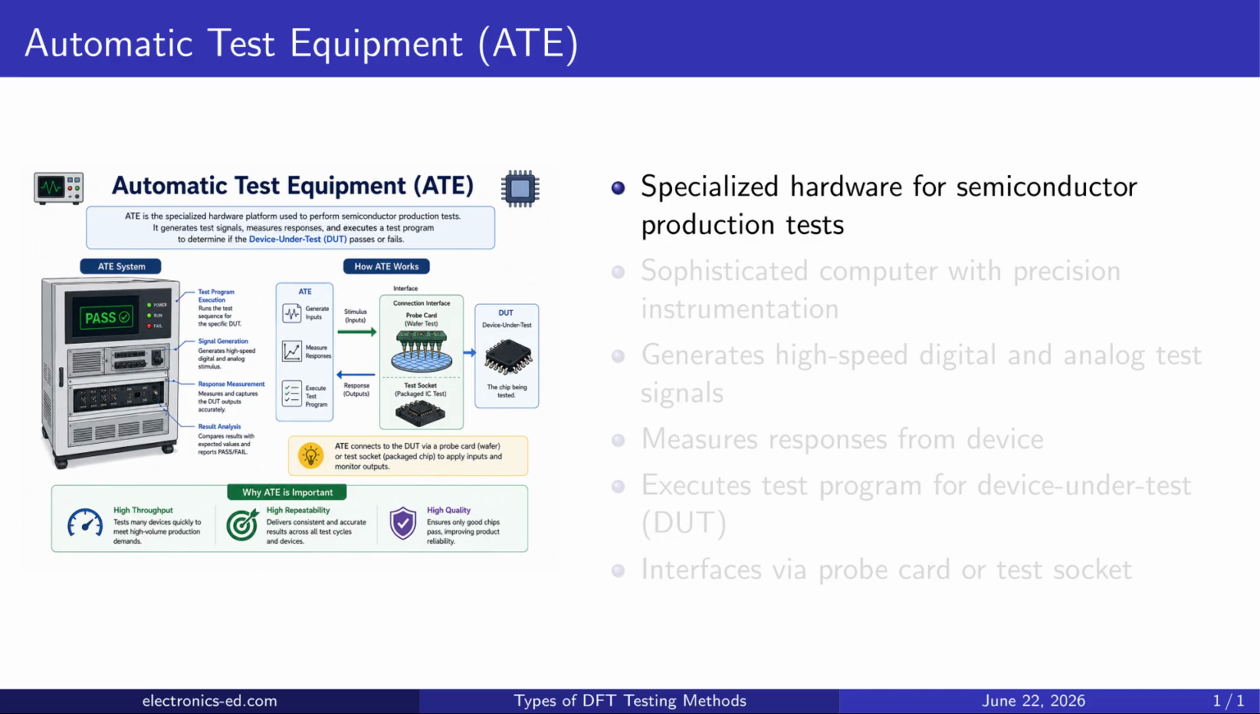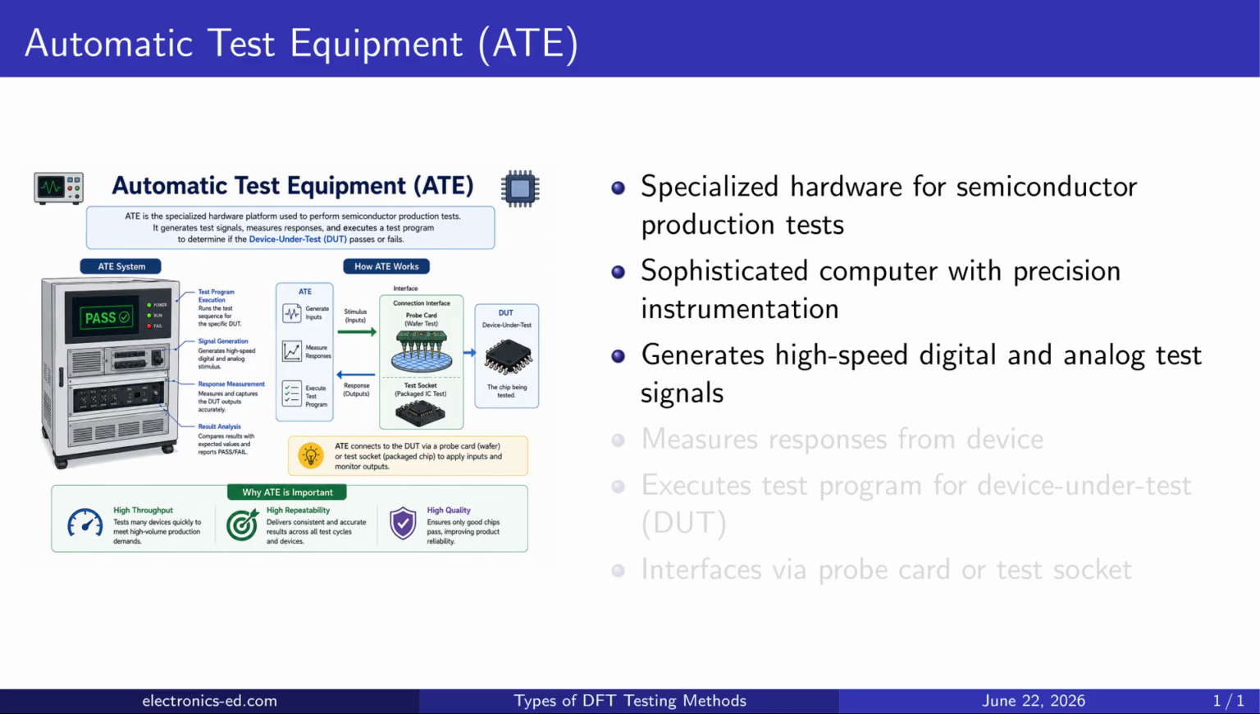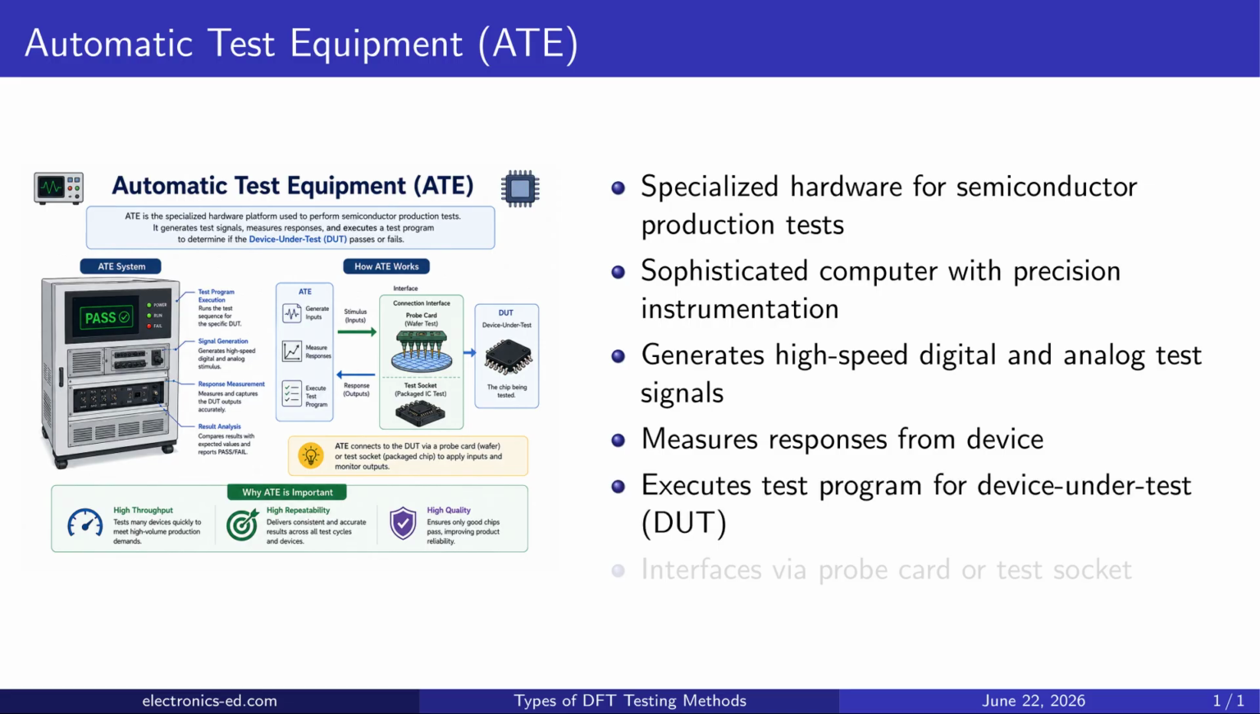ATE stands for automatic test equipment, specialized hardware used in semiconductor production testing. It's a sophisticated computer system with precision instrumentation. ATE generates high-speed digital and analog test signals. It also measures the responses coming from the device. It executes a test program specifically for the device under test, or DUT. And it interfaces with the DUT via a probe card or a test socket.